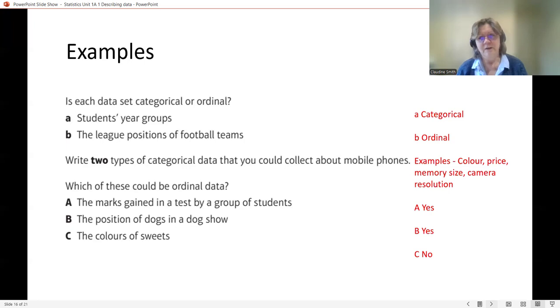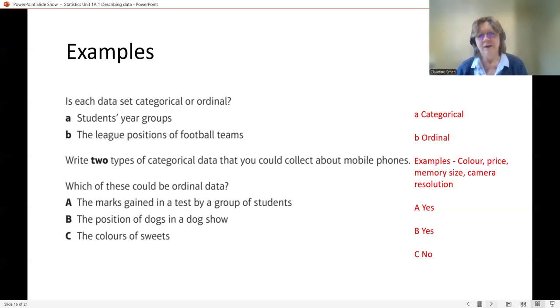Student year groups is categorical data. So you're categorizing students by which year they belong in. League positions of football teams is ordinal data because the league positions rank the football teams from the football team doing the best at the top to the football team that's doing the least well at the bottom, with the others ordered in between. So league position of a football team or football teams is ordinal data.